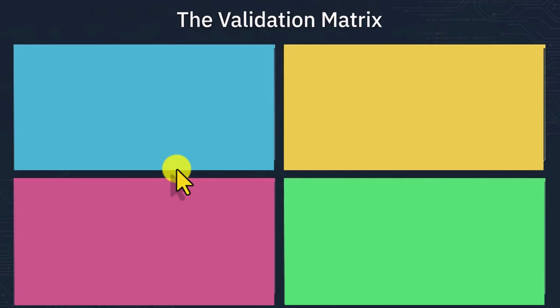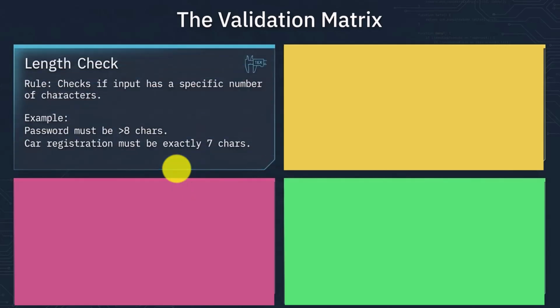Now the validation checks, the types of check that we might need. The first one is length check. For example, in many places you might have seen that the password must be at least 8 characters. When you enter a password, the system checks that it is 8 characters. If it is 7 or 6 characters, it gives you an error message and tells you to re-enter the password. So that is length check: check if input has a specific number of characters.